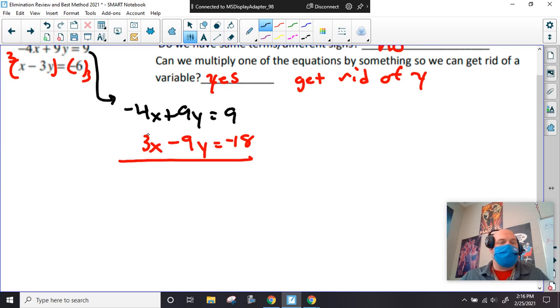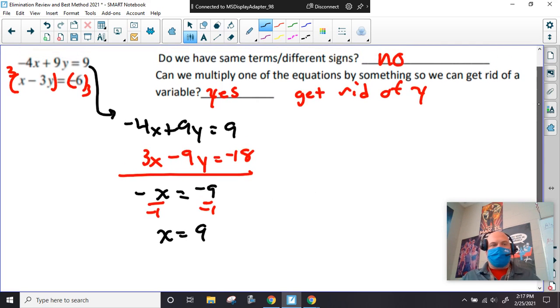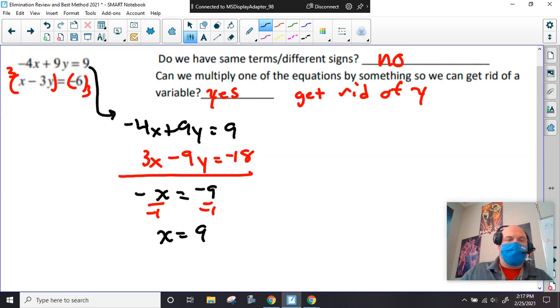Now, negative 4 plus 3 is just a negative x, or negative 1x. If you write the 1 there, that's fine. This ends up being negative 9. So when we do this, this ends up just being positive 9. Ta-da! So we got the x. We said we're going to get rid of the y. We got rid of the y. We found what x equals.